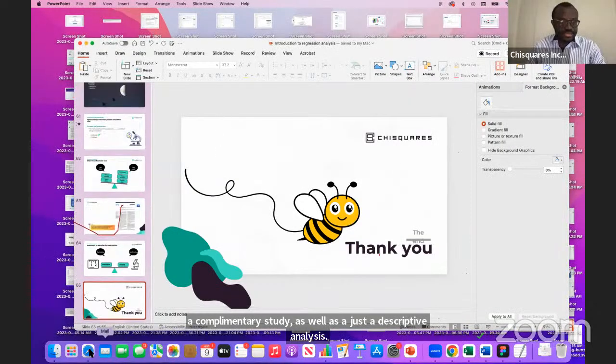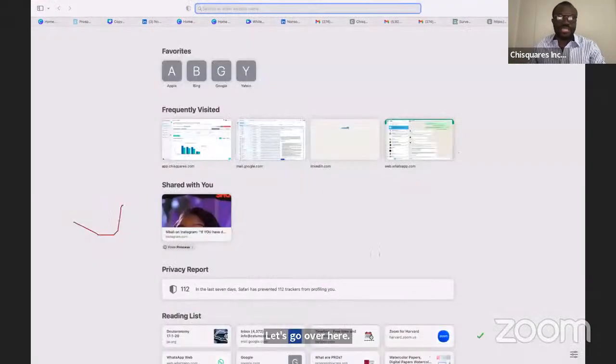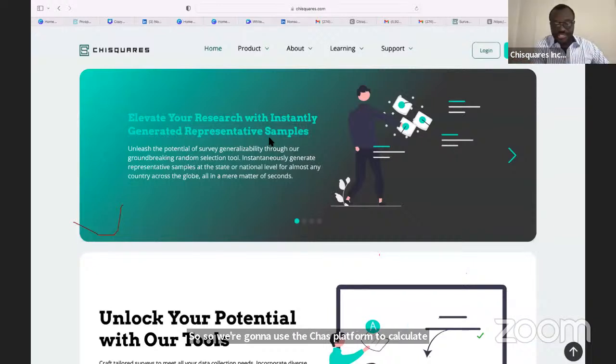All right, let's go over here. So we're going to use the chi-squares platform to calculate sample size under the scenario of a confirmatory study as well as a more exploratory analysis. And we can now see the kind of things we emphasize the most when we are looking at a confirmatory study versus when we're looking at an exploratory one.